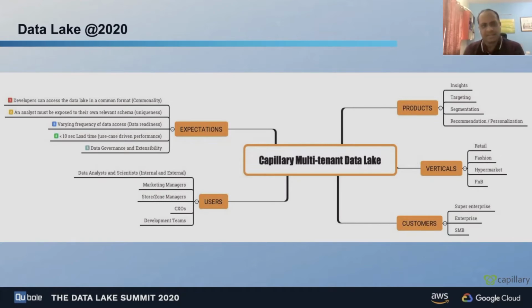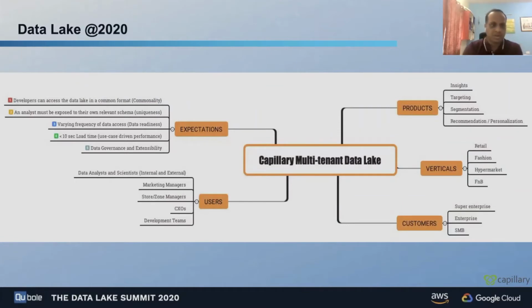Then there are various frequencies of data access, so the data readiness. Some users on the system would want to access different parts of the data throughout the day, and they would have a specific frequency of accessing the data as well. A marketing manager might be looking at the data once a week, but a store manager or a zone manager might be looking at their data every day, how their store is performing.